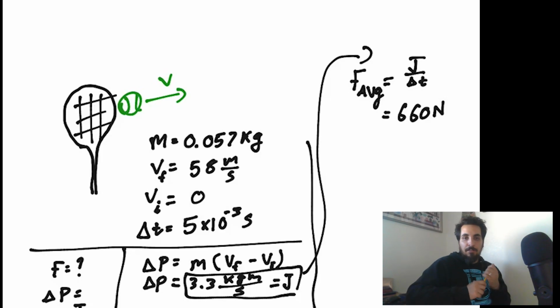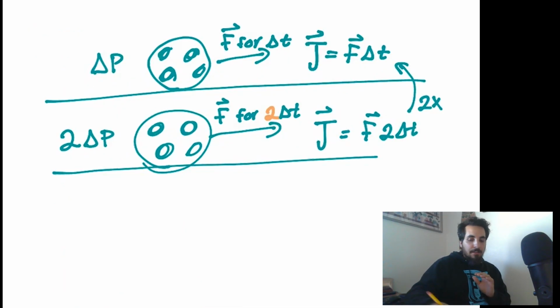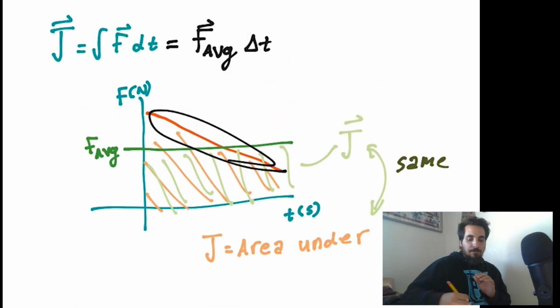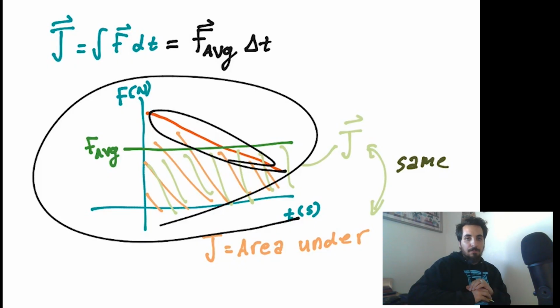All right, so I'm going to stop this video here. Hopefully at this point, you can do a couple of things. You can explain what impulse is. That is to say, impulse is the quantity that causes a change in momentum. That's what it does. And it is calculated by taking the force and multiplying it by the time. And in the case of a non-constant force, we have to take the integral of it.